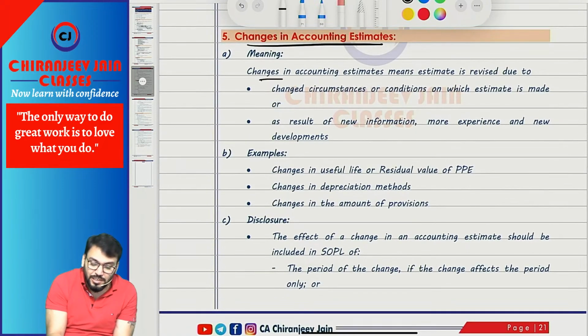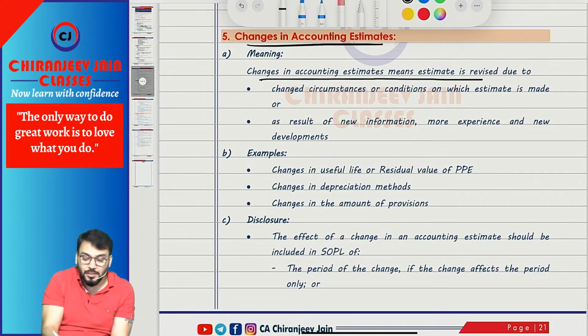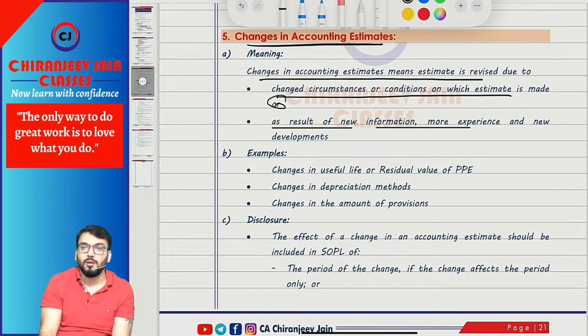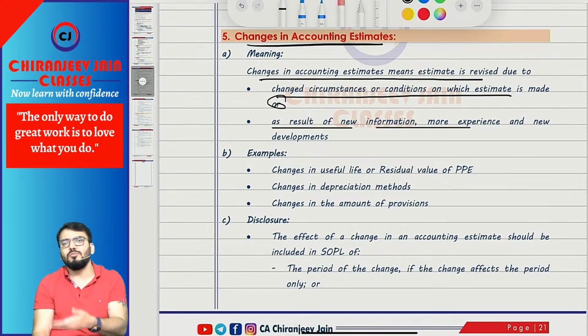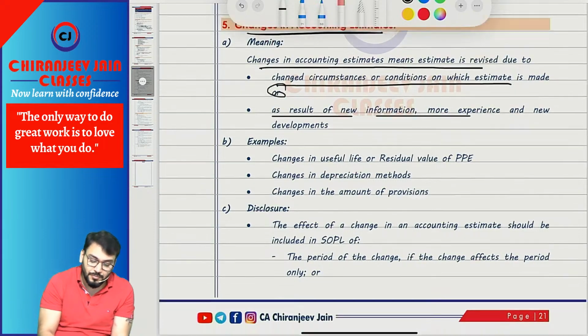So changes in accounting estimate means the estimate has been revised. Your previous estimate has been revised due to changed circumstances or changed conditions on which the estimation was made, or as a result of new information, more experience or new development. For example, a provision you have created requires reassessment every year due to new information obtained or new development. That is also a change in accounting estimate.